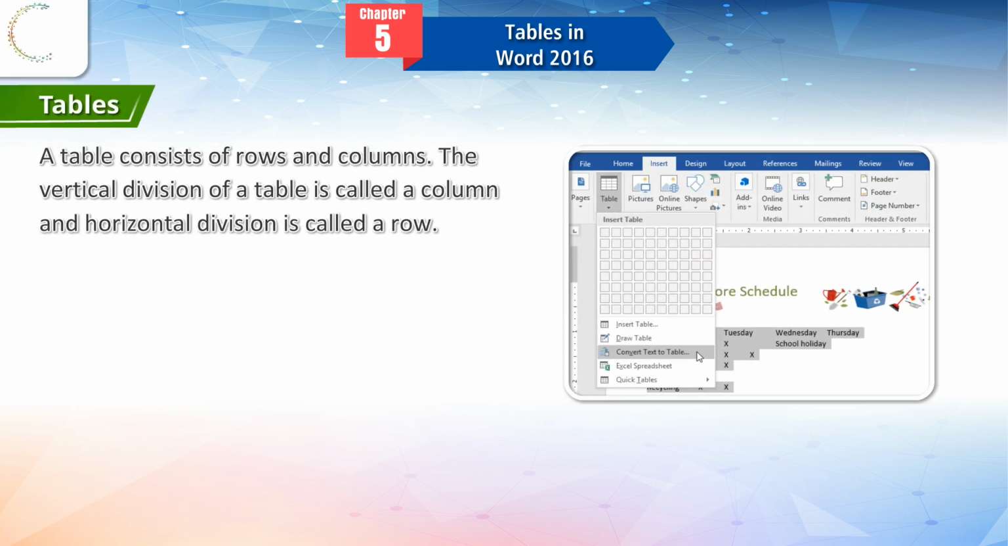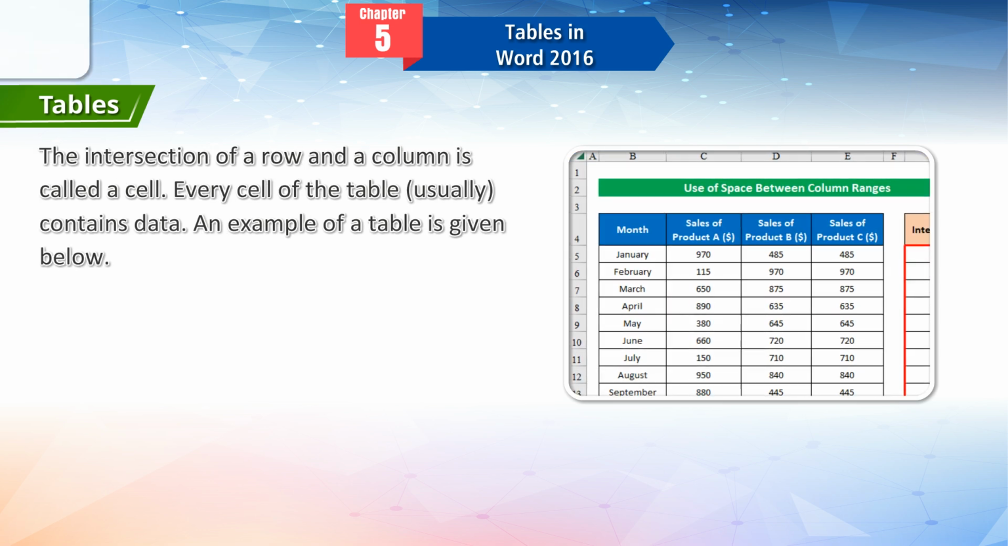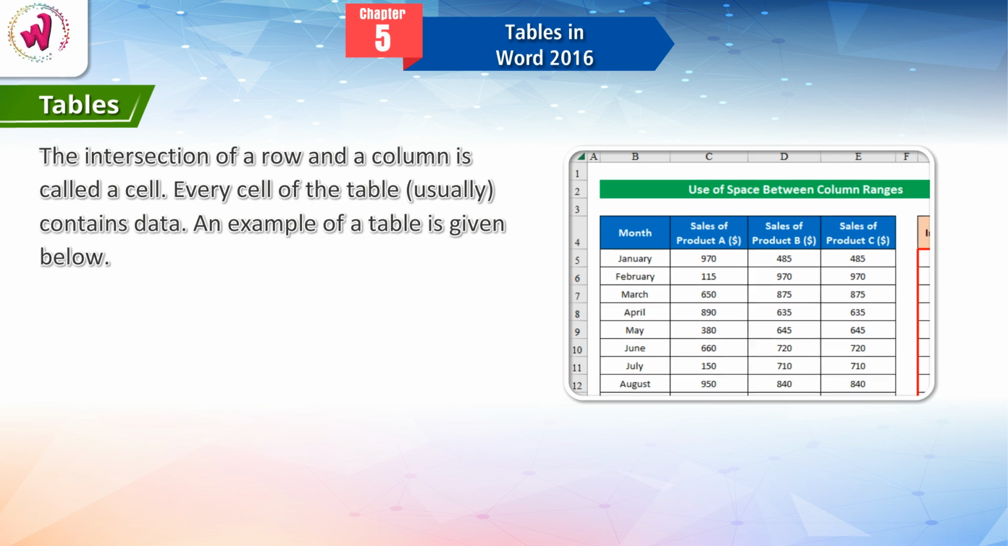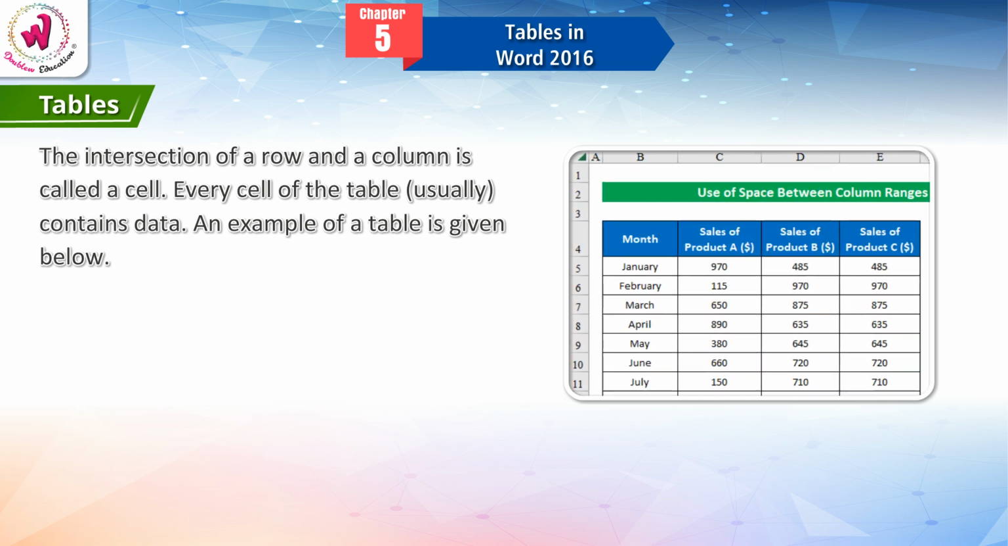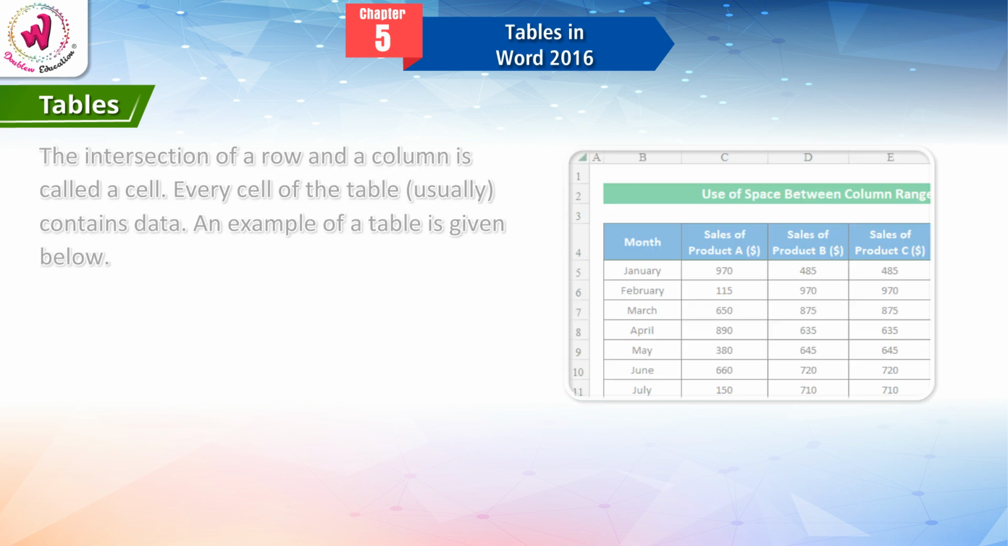Tables. A table consists of rows and columns. The vertical division of a table is called a column and the horizontal division is called a row. The intersection of a row and a column is called a cell. Every cell of the table usually contains data. An example of a table is given below.